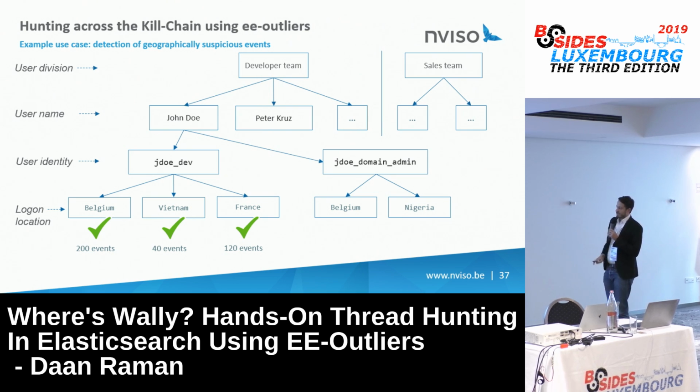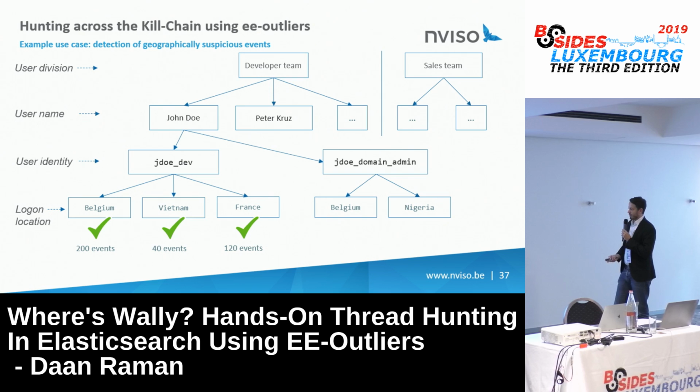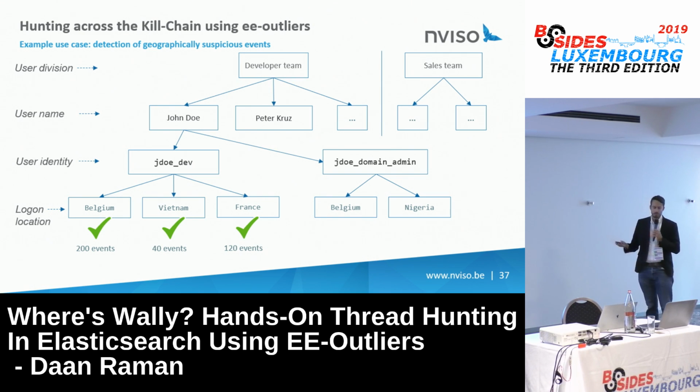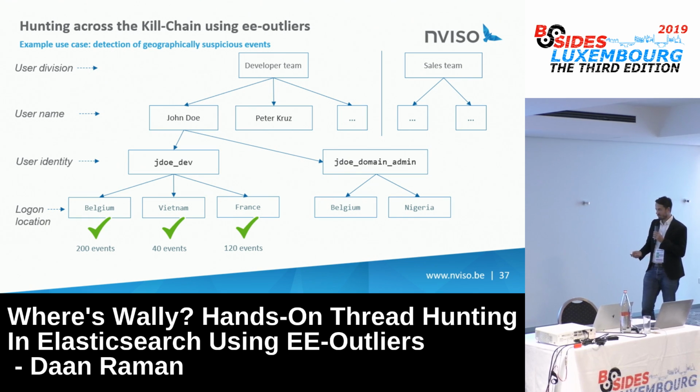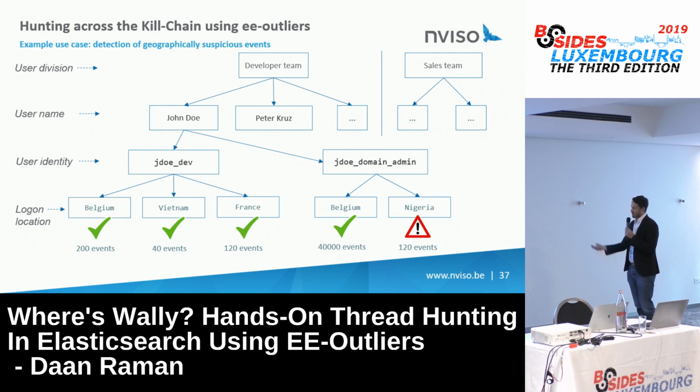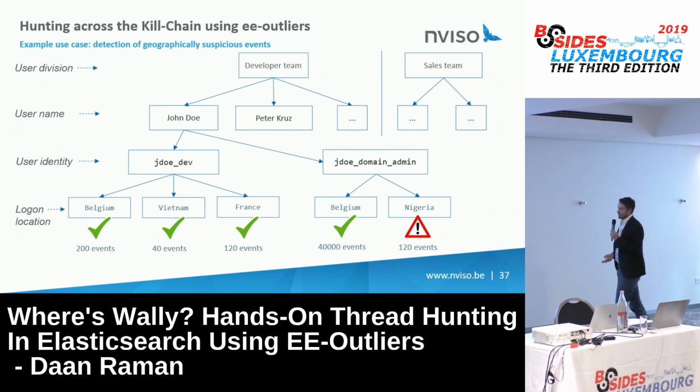So 200 events from Belgium, 40 for Vietnam, 120 for France. Statistically, this model will not trigger. It will say there's too much variety in there, so this looks pretty okay. However, for the domain admin account, we saw 40,000 events, approximately for the Belgian office, and 120 for Nigeria.